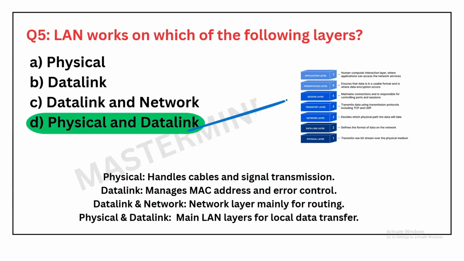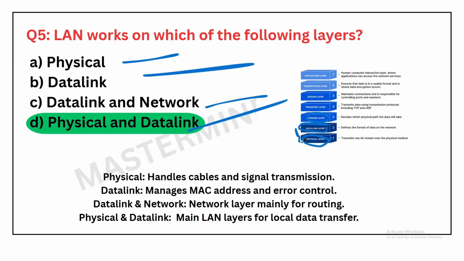The physical layer is the foundation of networking. It handles the actual hardware part like cables, connectors, and electrical signals that carry the data. Next, the data link layer makes sure that data is properly framed, given the right MAC address, and checked for any errors before it moves across the local network. Together, the data link and network layers ensure that data doesn't just move locally but can also be routed and delivered to other networks beyond your LAN. Finally, the physical and data link layers are the main backbone of the LAN, working together to keep local communication fast and reliable.